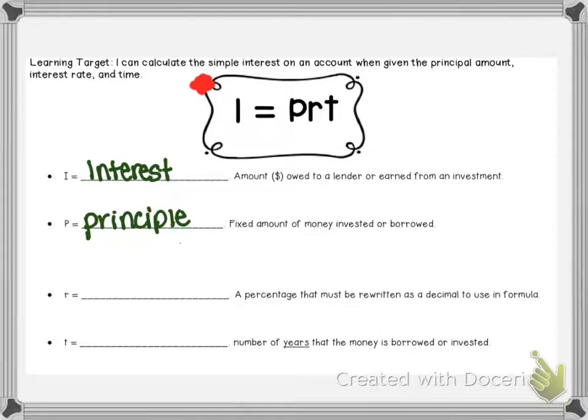Then we have R, which stands for rate. And rate is a percentage that must be rewritten as a decimal to use in the formula. And then time. And time is the number of years. And notice it does say years. So for every given months, we have to convert to years that the money is borrowed or invested.